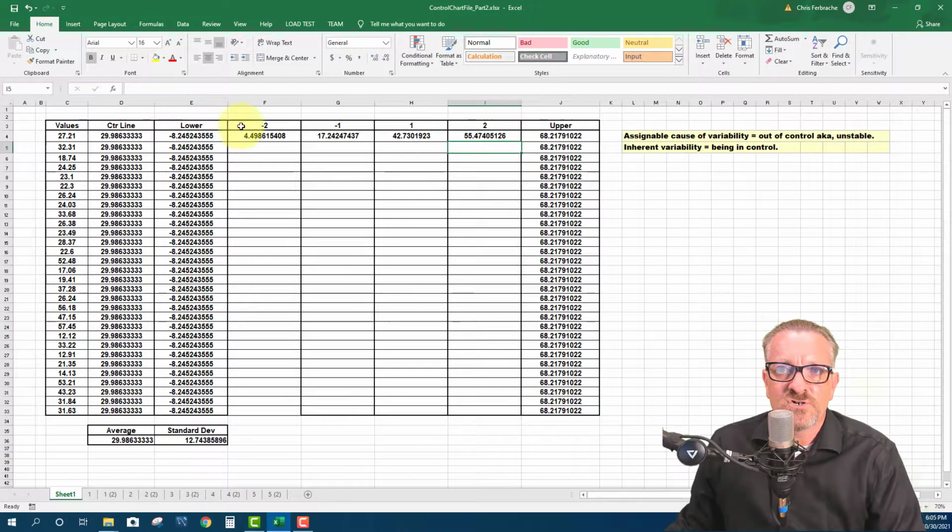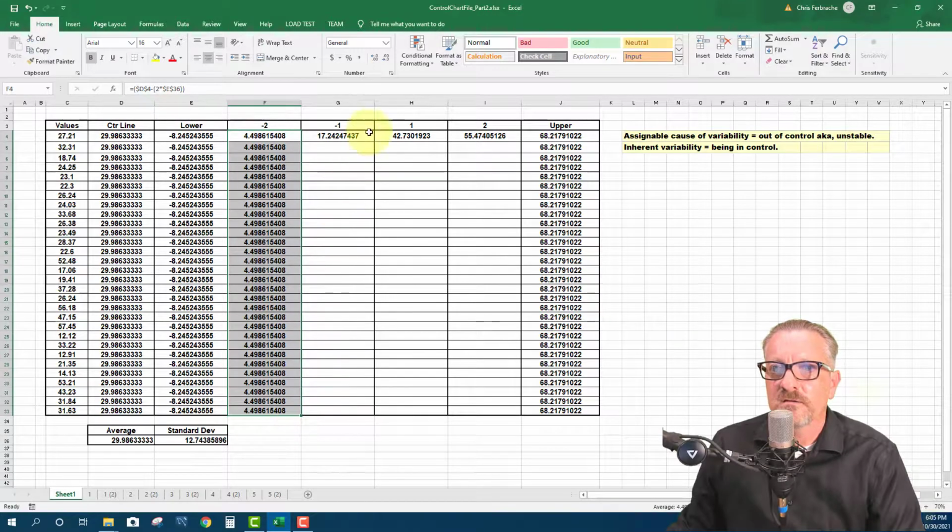You could always take the control line and move it, but then I'd have to change all my formulas, so I'm not going to do that. I'm going to do autofill and just pull these down. That gives us the straight lines on the control chart when we make it.